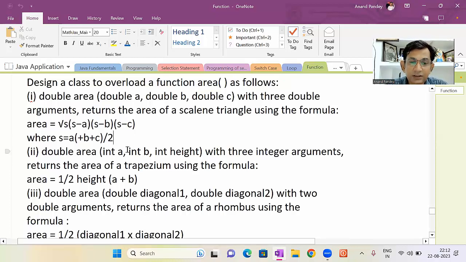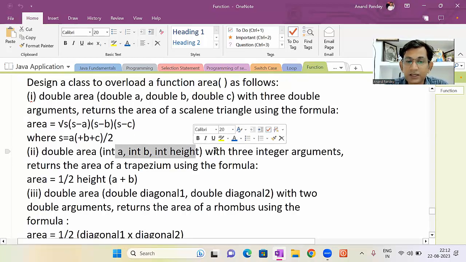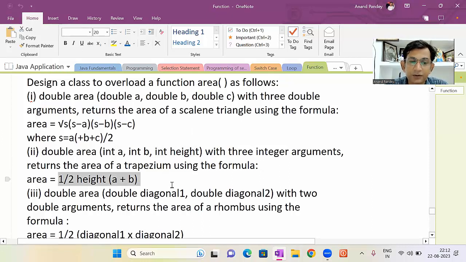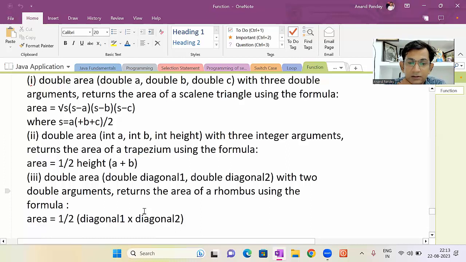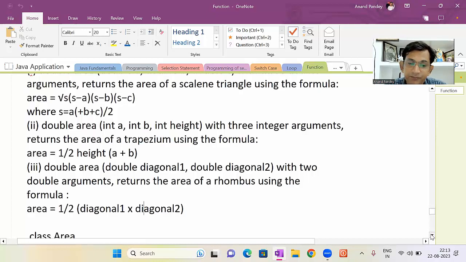The second function is here with 3 integer arguments. Returns the area of a trapezium using the formula. This formula we have to calculate and return. And the last function is set with 2 double arguments and returns the area of a rhombus using the formula 1 by 2 diagonal 1 into diagonal 2. The formulas are given. So these three functions are to be defined, and what to do in each and every function is written in the question. Read the question thoroughly and try to solve this.